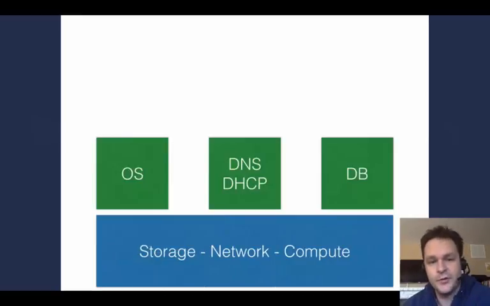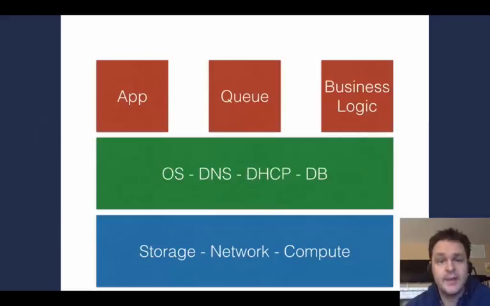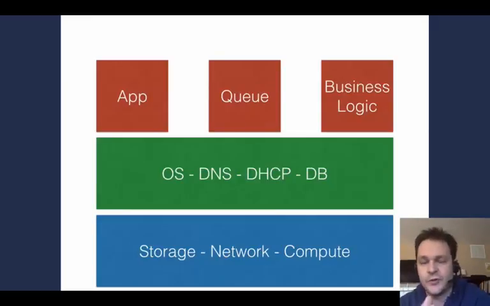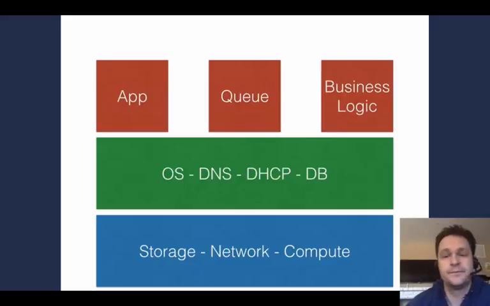But we also include things like the operating system. We include the support services like the DNS or DHCP. And we include things like the database itself. Lastly, we also include the application code itself, any sort of queuing mechanisms it needs or business logic that's involved, some sort of middleware or something along those lines.